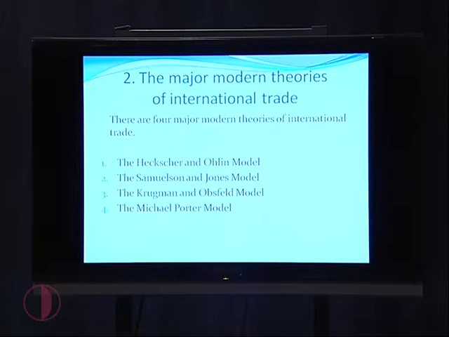The second question is the major modern theories of international trade. You can see the names of these models on this slide. First one is the Heckscher-Ohlin model. Second one is Samuelson and Jones model. Third is the Krugman and Obstfeld model. And fourth is the Michael Porter model.